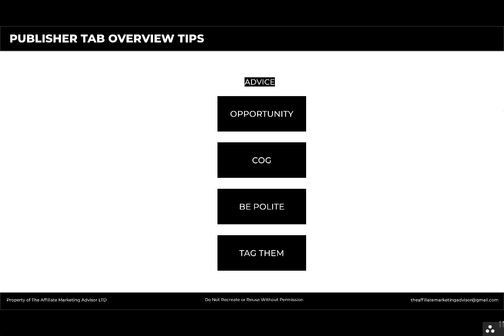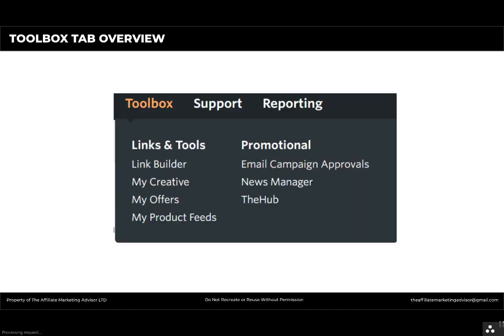So top tips are: use the opportunity marketplace to find different opportunities for your brand and take advantage of those. Get used to using the cog function in regards to just viewing the affiliate, and also if you need to change their CPA for anything. Always be polite and friendly, even if you are going to decline an affiliate. Make sure you send them a message to say thanks for applying, but we're not going to proceed for such and such a reason. And also make use of the tag function because it makes it easier to filter reports.